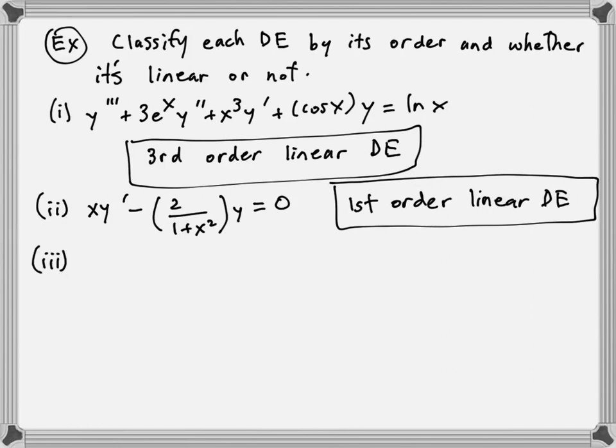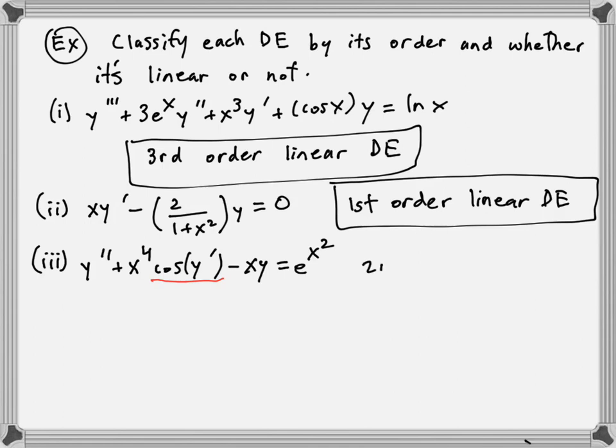Okay, how about this one? y double prime plus x to the fourth cosine of y prime minus x y is equal to e to the x squared. This guy is trying to deceive you, right? It almost looks like it follows that form, but the problem is this right here. We're taking a cosine of y prime. This is nonlinear because of that. Everything else is fine, but that makes it nonlinear.